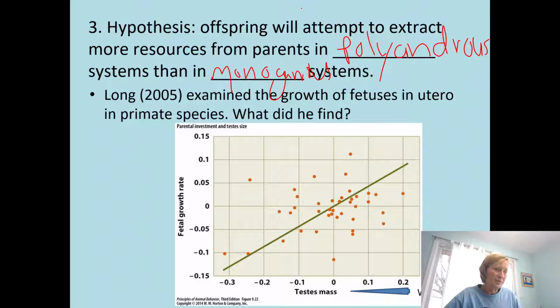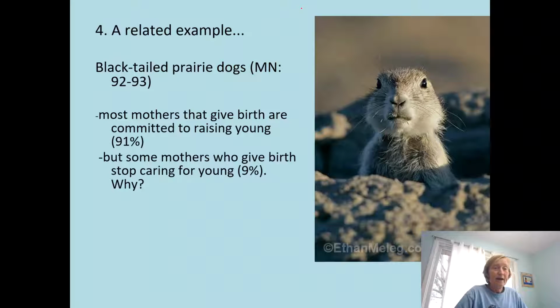The more that the fetus attempts to extract from mom, the bigger the conflict between the fetus and the parent, if you will, the fetus and mom. Really strange setup, but researchers are showing this again and again, that in polyandrous systems, we see a stronger parent-offspring conflict than we do in monogamous systems.